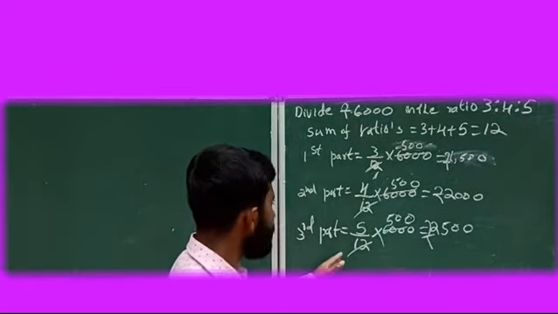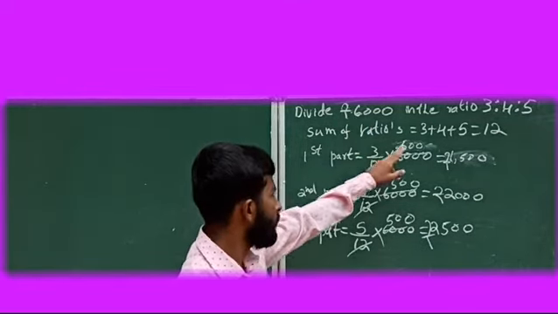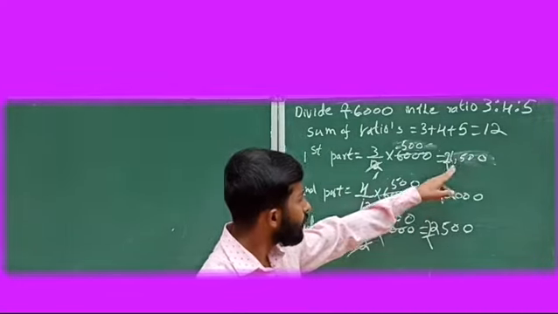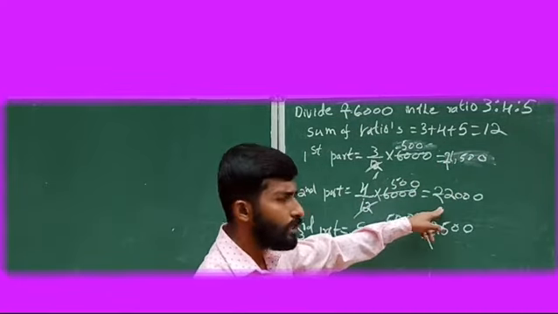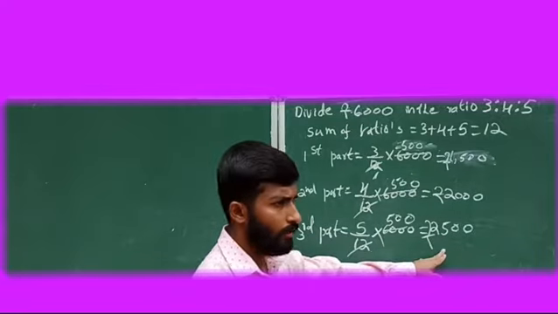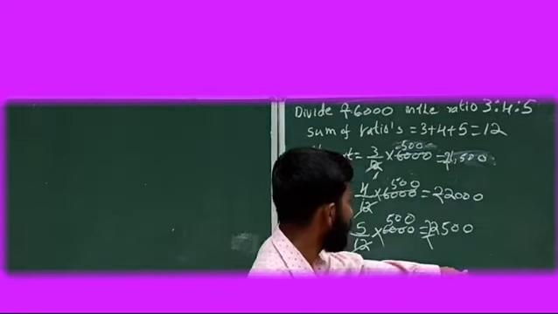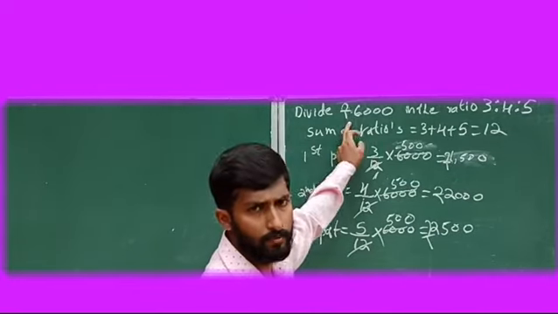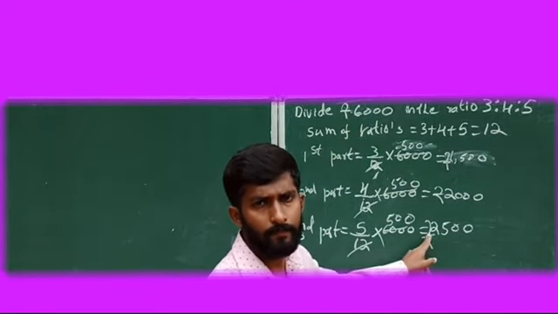Okay. These are the parts. You are dividing 6,000 in 3:4:5. Then the first part is 1,500, second part is 2,000, third part is 2,500. If you add these three parts, what do you have to get? Total sum 6,000. Just verify the answer.